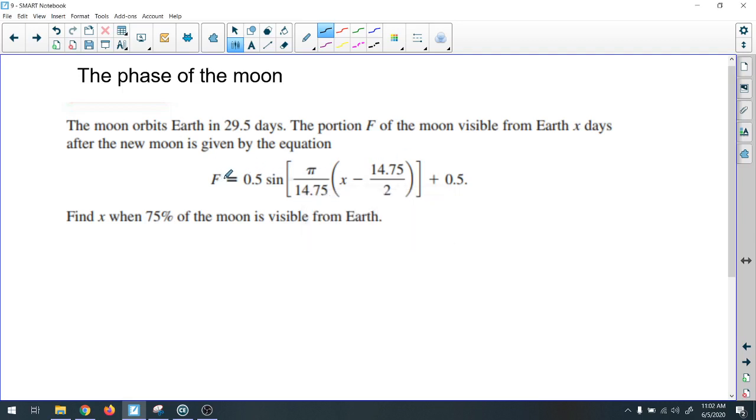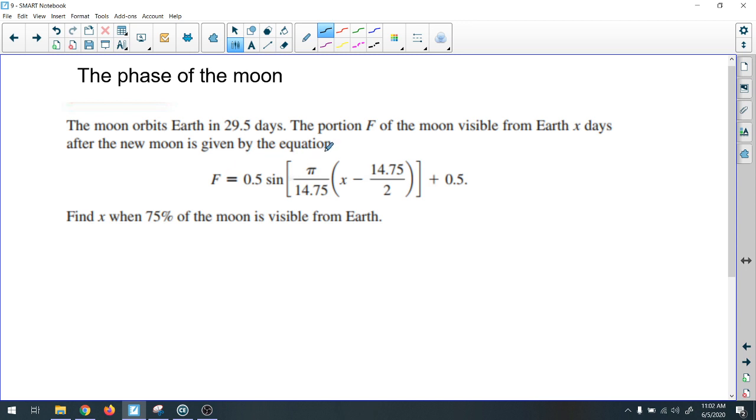Okay, we have an application on solving trigonometric equations. The phase of the moon. The moon orbits our Earth in 29.5 days. The portion F of the moon visible from Earth X days, so X represents how many days visible after the new moon.